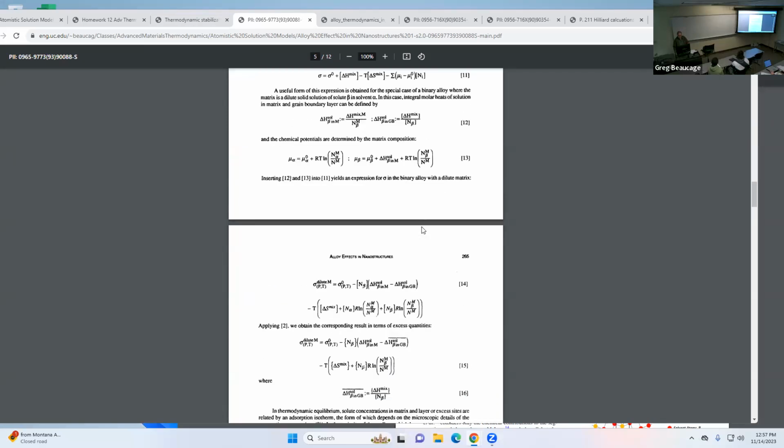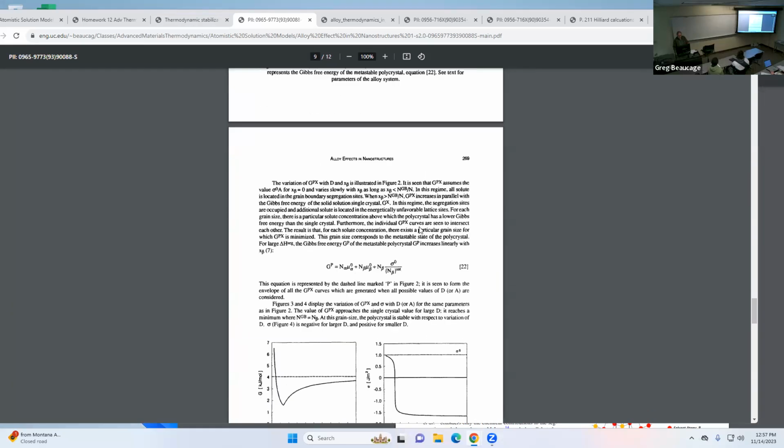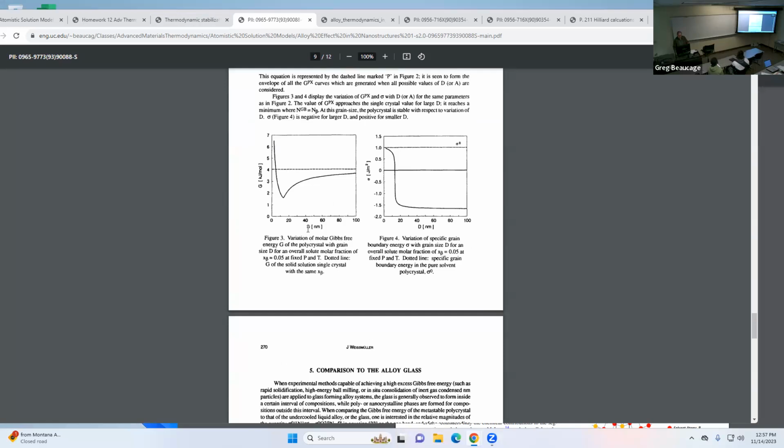Let's see, is Weissmuller the one that has those plots on it? Yeah, so he's going to get a minimum in this case versus particle size. So free energy versus particle size, he has a minimum. That's the magic size where you have a metastable nano, so it's 150 angstrom grains. That's probably small enough for the Hall-Petch effect to give you superplasticity, some kind of super mechanical properties.